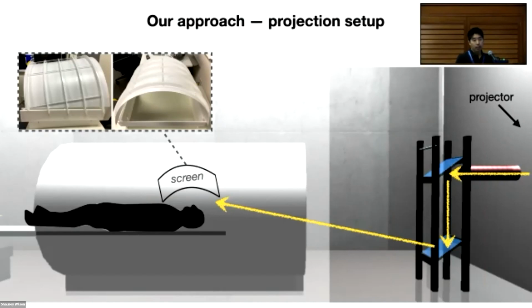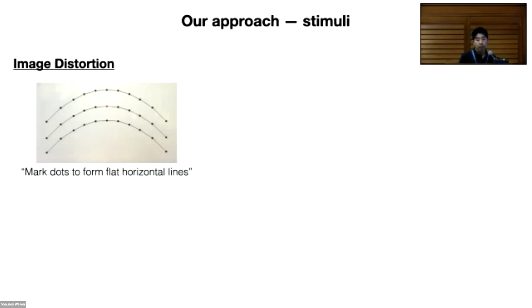As you can see, it has a curved design. And so it wraps around the subject's head, covering almost the entire visual field. With this setup, we could achieve about 175-degree projection. But it turns out this physical setup was only half of the challenge. We noticed that there is a severe image distortion on the curved screen.